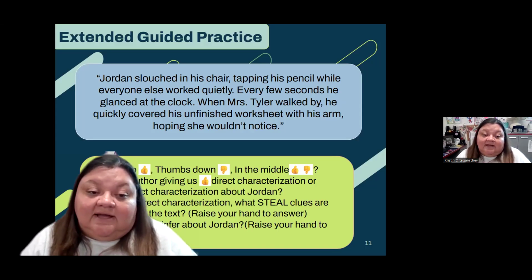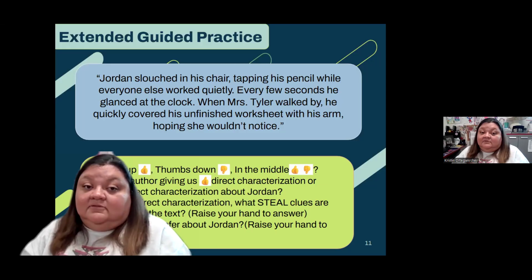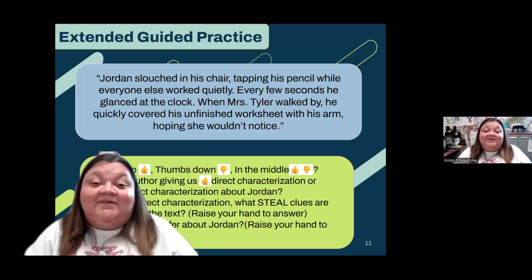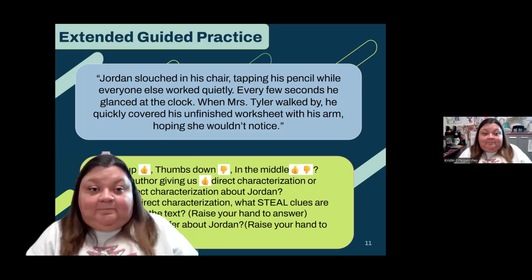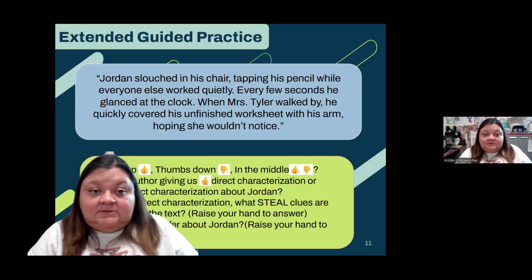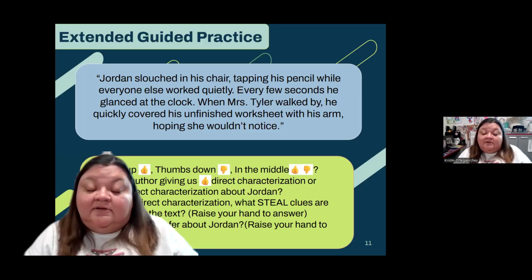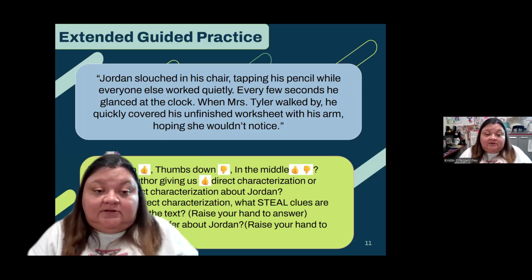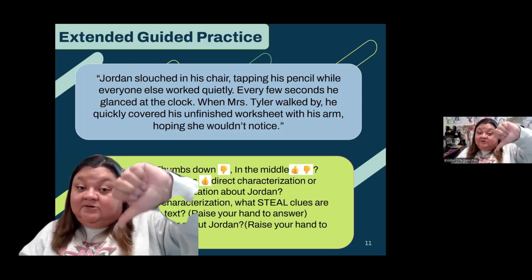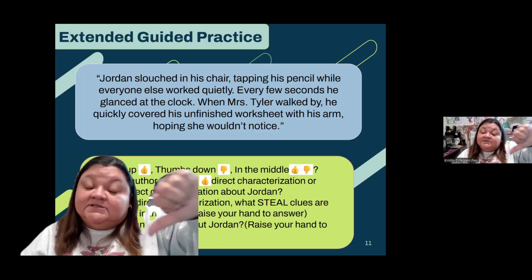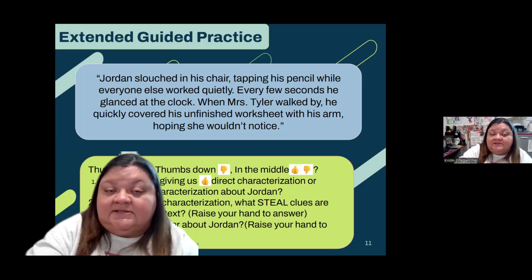Very good. So what can you infer about Jordan? He's distracted easily. Very good. He's having a hard time concentrating. Anybody else? He was embarrassed. Shy. Those are good too. Great. And yes, we can agree, it's a thumbs down, but indirect characterization is how this author has chosen to tell us about Jordan and what type of character he is in this passage.